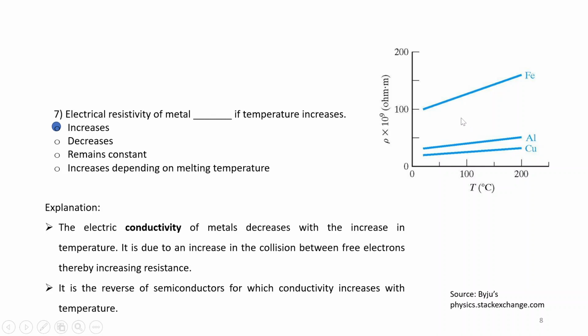Okay, so for aluminum, copper and iron, we can see copper has the least resistivity out of these metals. Aluminum has higher compared to this, and with increasing temperature this keeps on increasing.